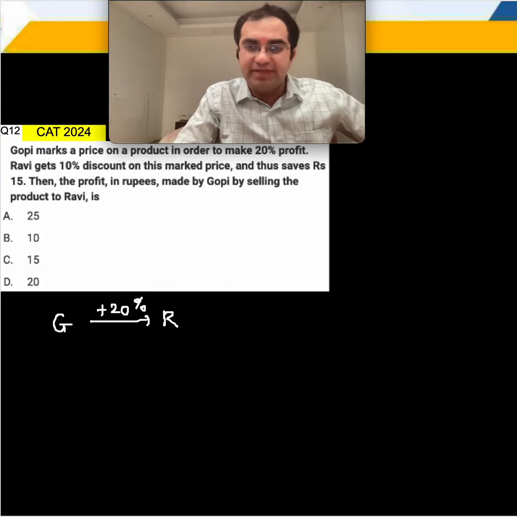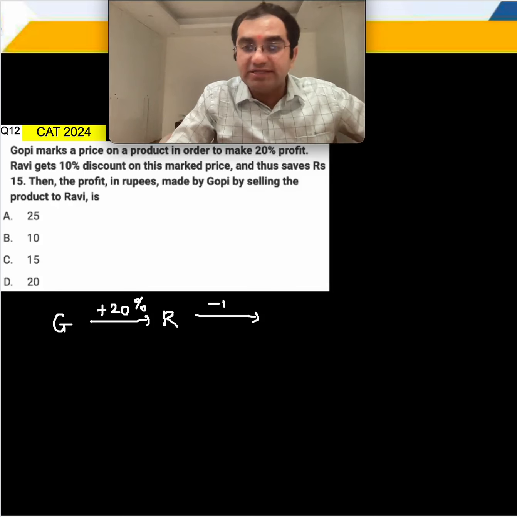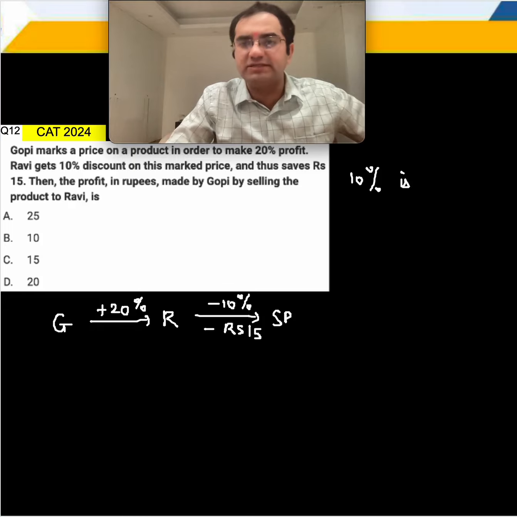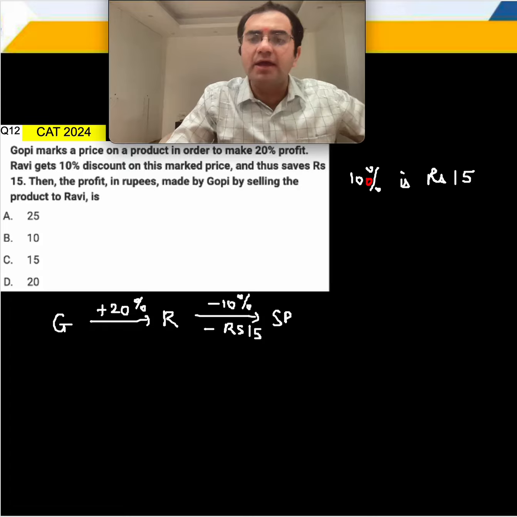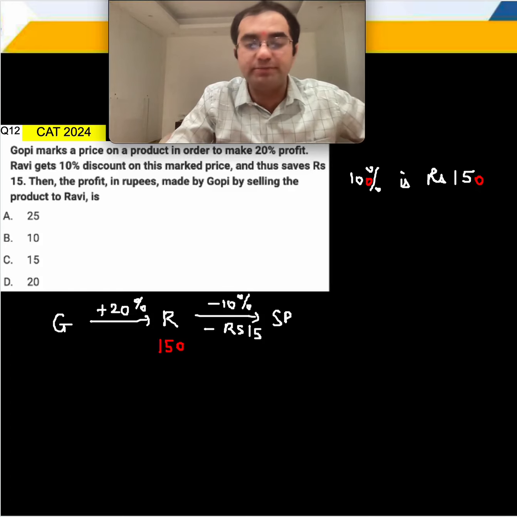That means that the price at which Ravi was getting it, which was the marked price, gets a minus 10% because of the discount, which is minus 15 rupees. So that means that 10% of the marked price is 15 rupees. Multiply both sides by 10, so 100% becomes 150 rupees. That means that the marked price at which Ravi was originally getting the product was 150 rupees. This was after an increase of 20%.